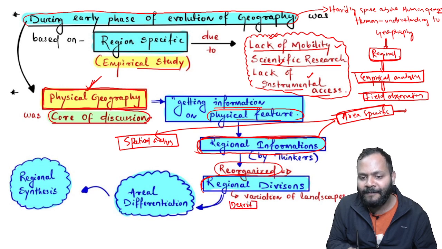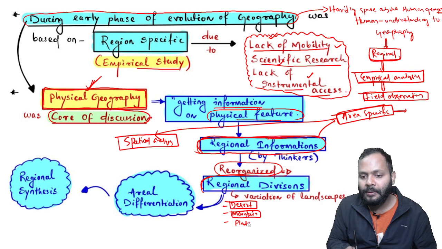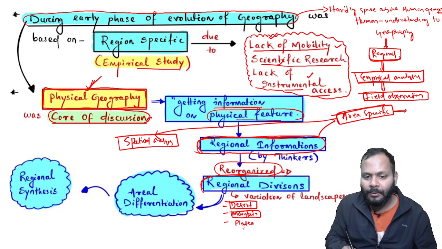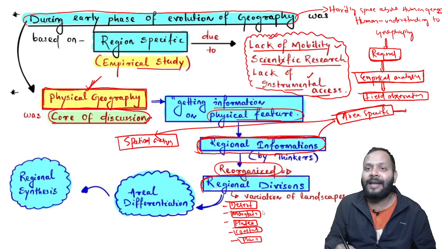Deserts have one type of climate, so I can have mountains, I can have plateaus, and what else can I have, everyone? Coastal plains. Now there are many different types of areas with different landscapes.